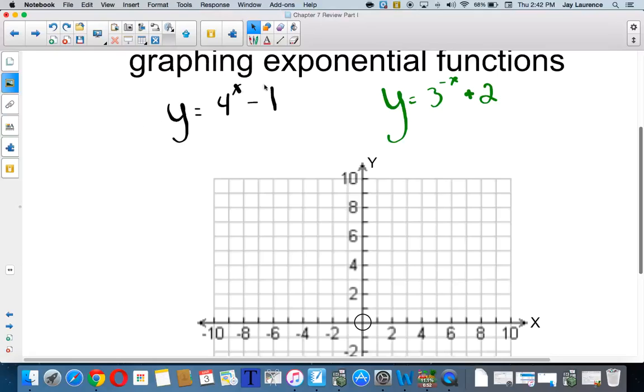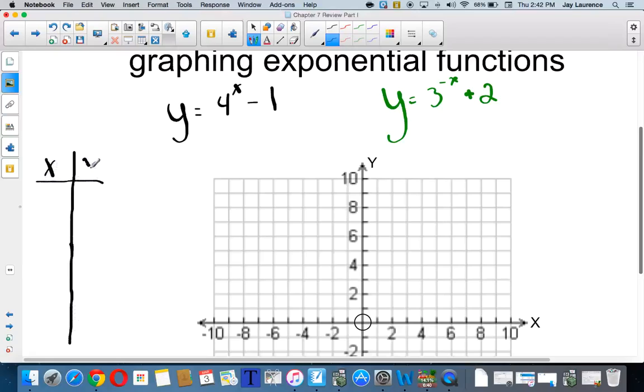Now, to graph these here in just Algebra 1 land, I'm going to make an input-output table. I might not graph every point I put in my input-output table, but I'm going to try to get an understanding of what's going on. So I think I'm going to start with -3, -2, -1, 0, 1, and 2. I know that if I put 0 in for x, I'm going to get 1, and 1 minus 1 is 0. So this is going to go through the origin.